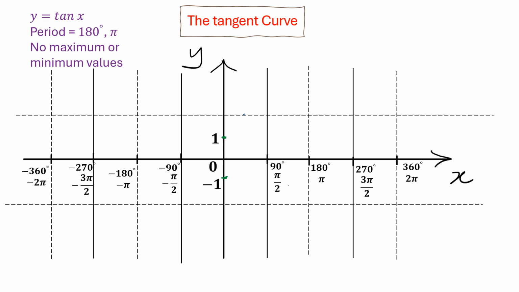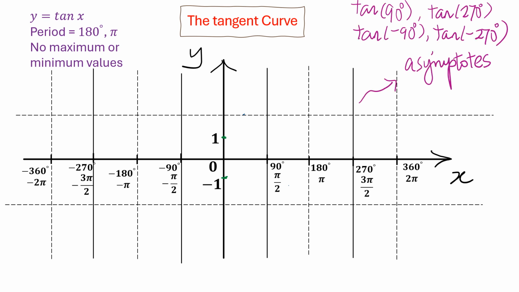And how do you think the tangent curve will look like? Yes, but before we talk about that, we need to know where the asymptotes are. So for y equals tangent x, the asymptotes happen at x equals 90 degrees, 270 degrees, or negative 90, negative 270. Basically you can use a calculator and key in tangent 90, and the calculator will tell you error. Tangent 270 will be another error. Tangent negative 90 will be error. Tangent negative 270 will be error. So these are called the asymptotes.